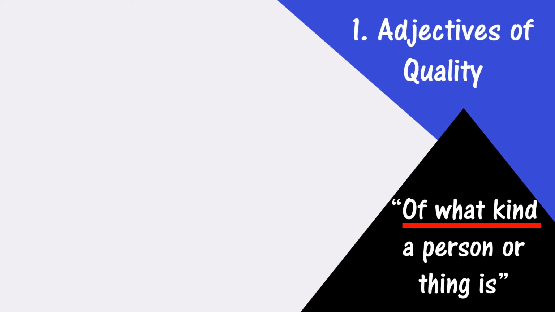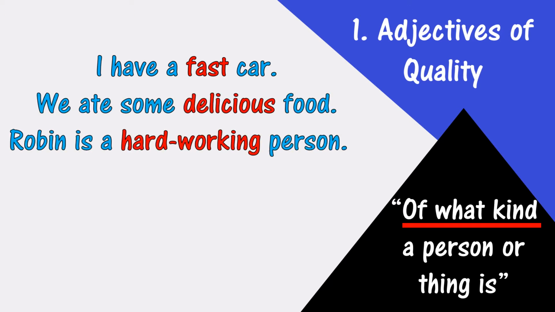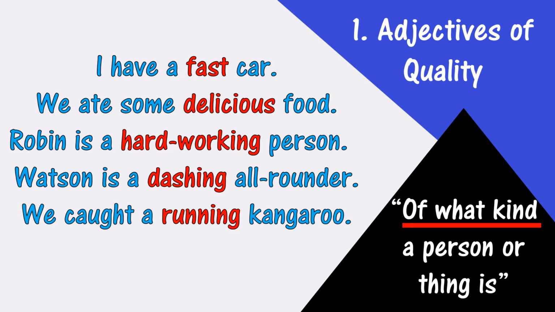Let us take few examples. I have a fast car. We ate some delicious food. Robin is a hard-working person. Watson is a dashing all-rounder. We caught a running kangaroo. So the adjectives that are describing the quality are fast, delicious, hardworking, dashing, running. Understood? So next we have adjectives of quantity.